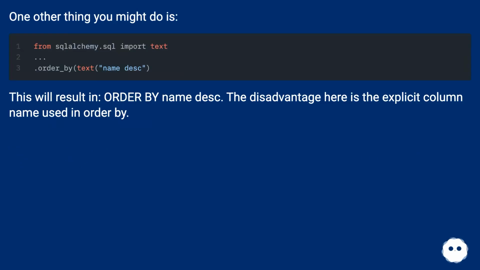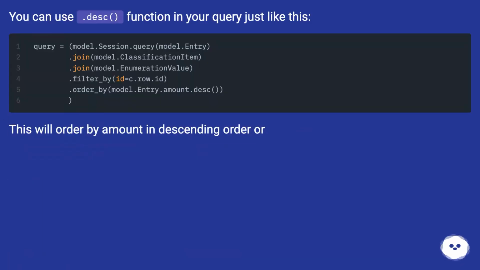One other thing you might do is, this will result in order by name desc. The disadvantage here is the explicit column name used in order by. You can use the .desc function in your query just like this. This will order by amount in descending order.